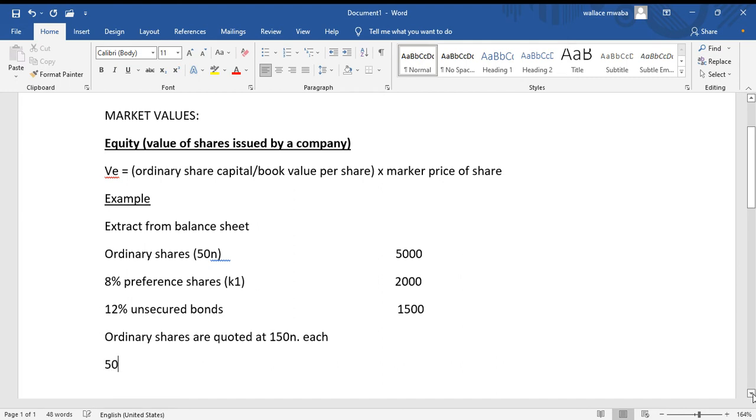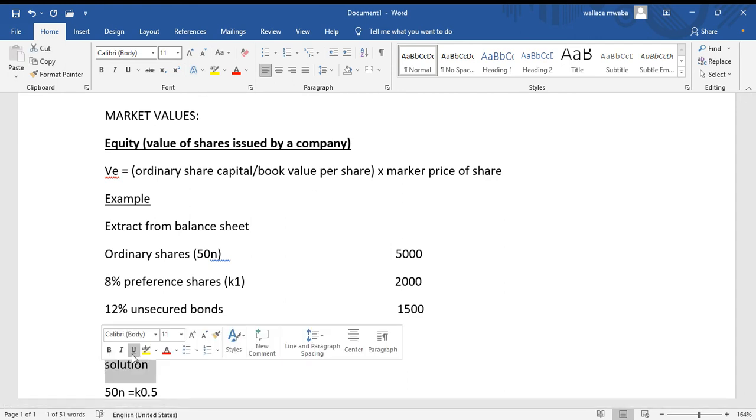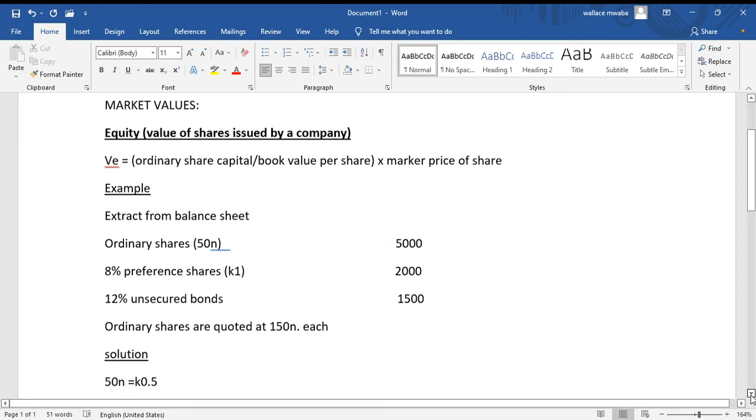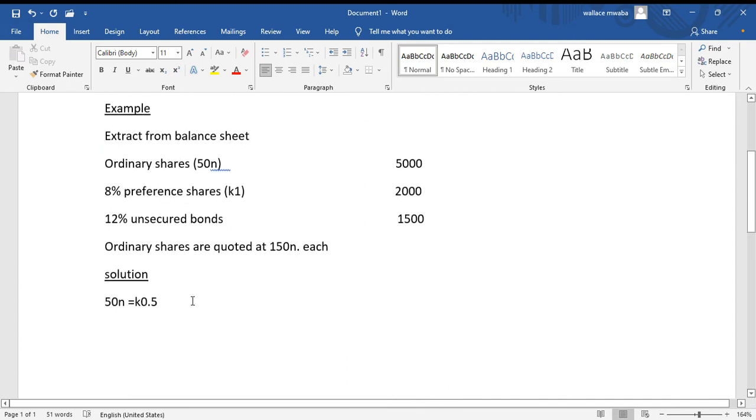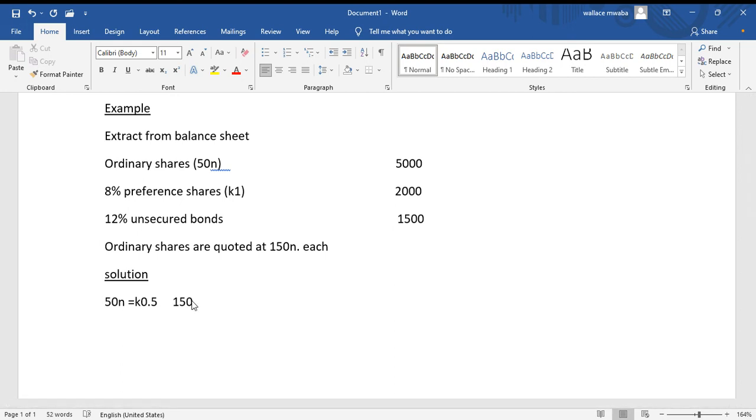So we say 50 ngwe divided by 100 will give us 0.5 kwacha. This is the book value of the shares in kwacha. Let's put here solution. And then the market price of the shares is 150 ngwe, divided by 100 we get 1.5 kwacha. So that's the market price.